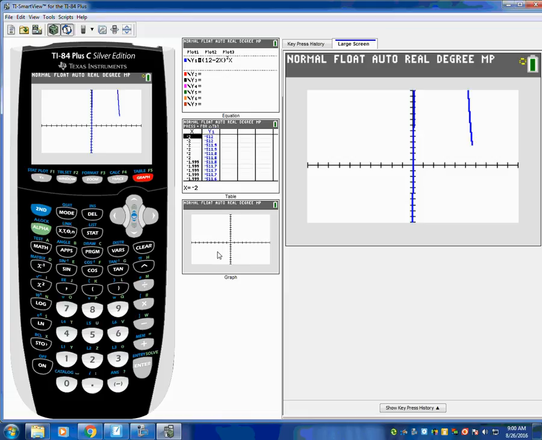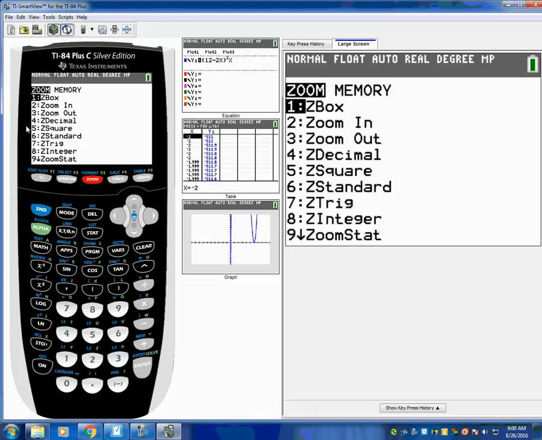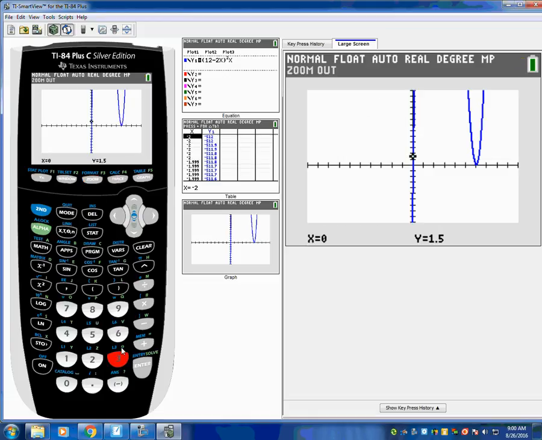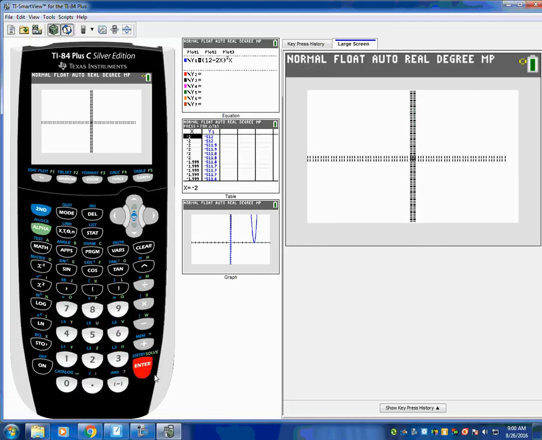It goes way off the screen. So what you can do is do a zoom and then go to zoom out, number 3. And then you have to hit enter again to actually get it to apply the zoom out. And you don't get to control the zoom out. It just does it for you. Okay, there it goes.